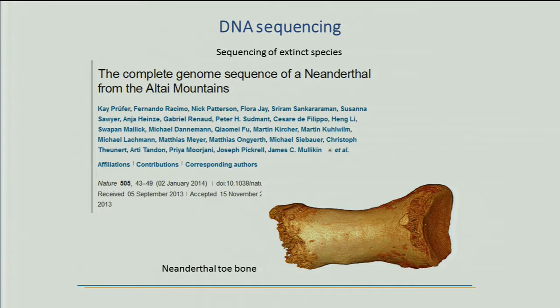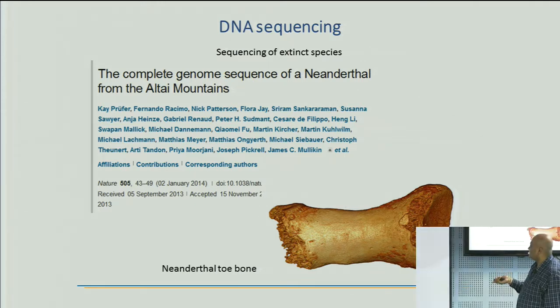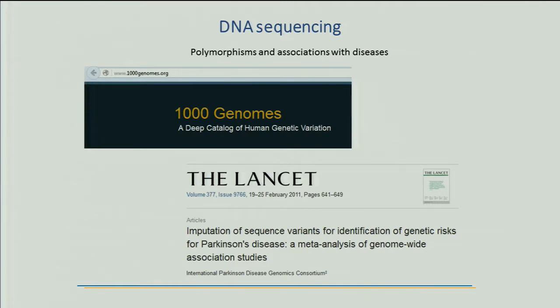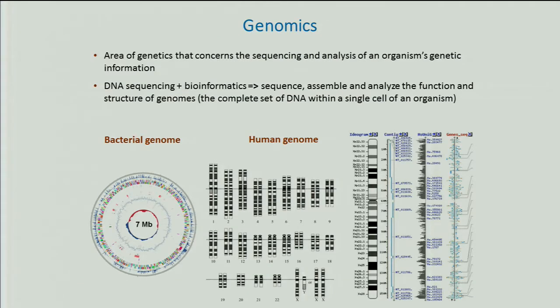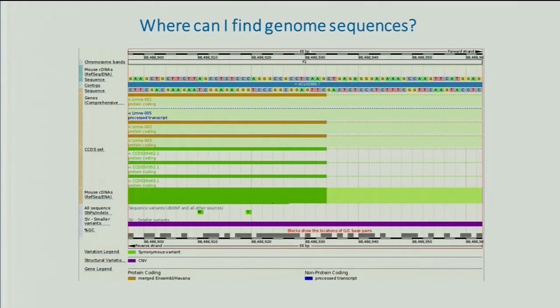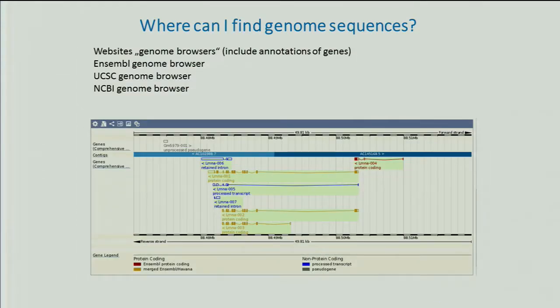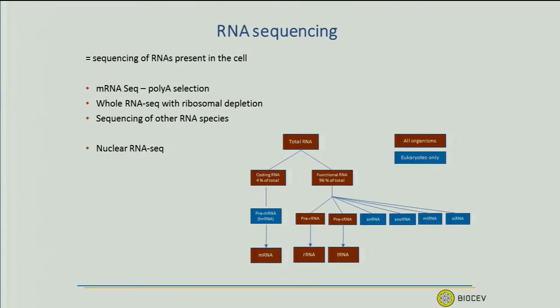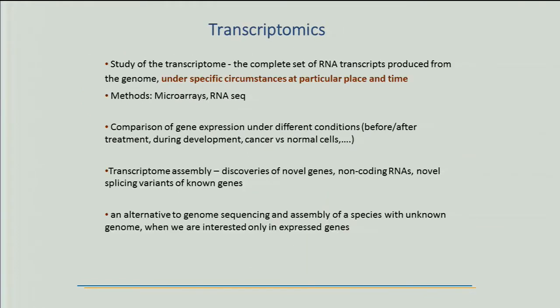DNA sequencing has been used for fossils, and I think you have now come to know that there were two sources of mankind. DNA sequencing is also used for finding diseases like Parkinson's. There is a database where all the DNA sequences are stored. Right now, anybody who does the entire sequencing, it's stored in this database. I showed you the name.